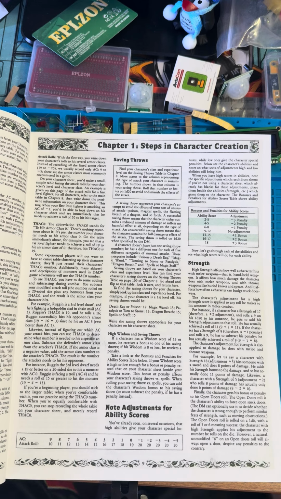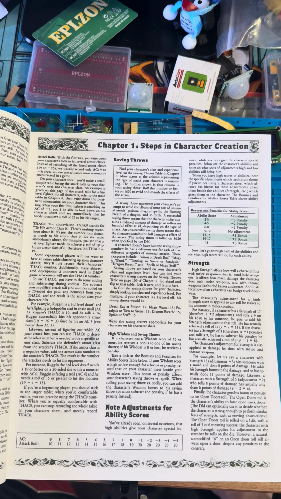Some experienced players will not want to have an entire table cluttering up their character sheets. They'll just record the character's THAC0 number. Additionally, many abbreviated descriptions of monsters used in the D&D game adventures will use the THAC0 number.